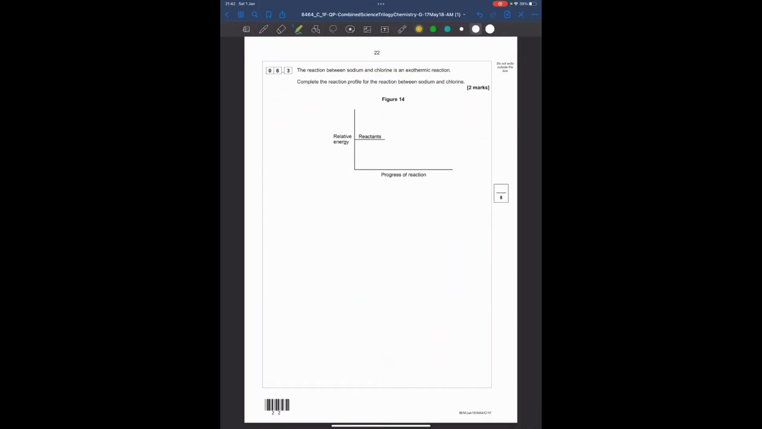Question 6.3, the reaction between sodium and chlorine is an exothermic reaction. Complete the reaction profile for the reaction between sodium and chlorine. So the reaction profile is what it looks like in terms of energy. So you've got your reactants, and we know an exothermic reaction gives out energy. So at the end, it will have less. So at the bottom, your products would have gone down in the amount of energy they've got.